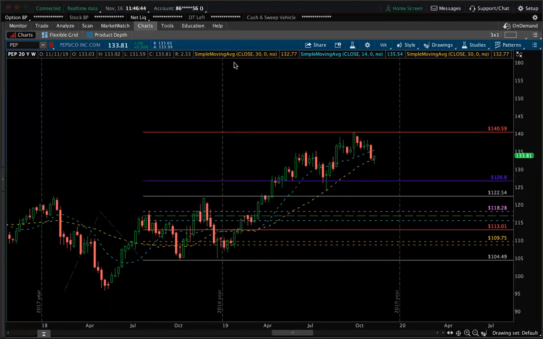So now we're going to get more into choosing a strike. If it doesn't reach a certain price by a certain day, when to get out of that price.